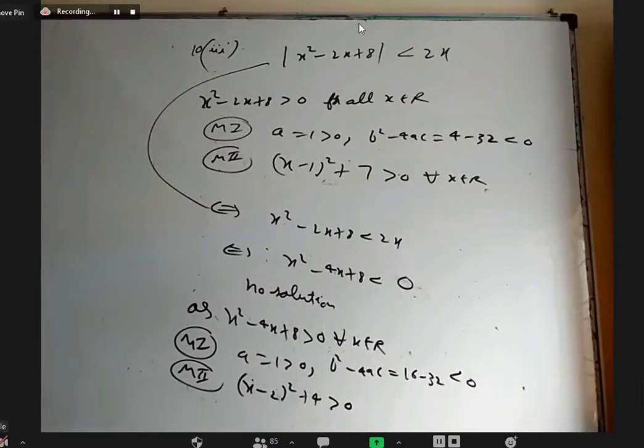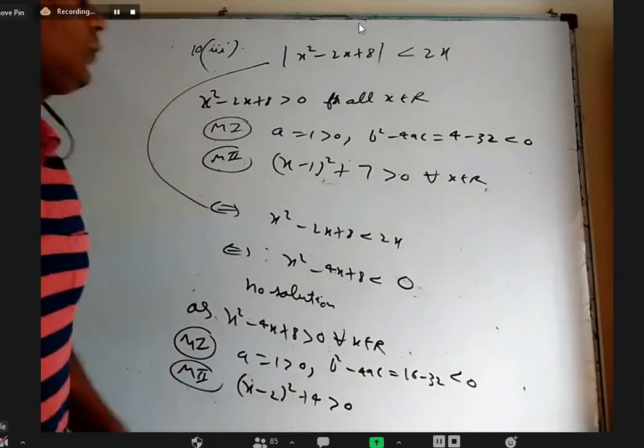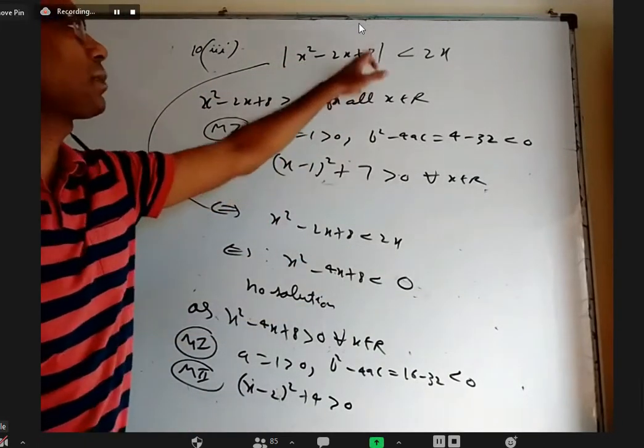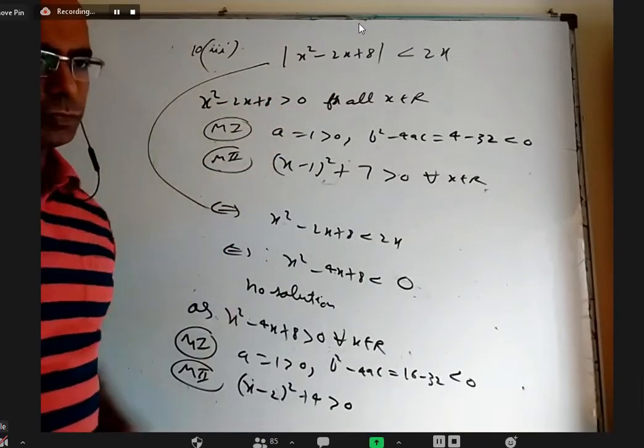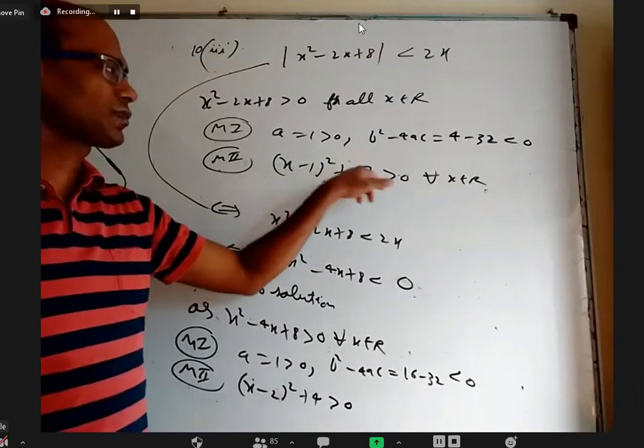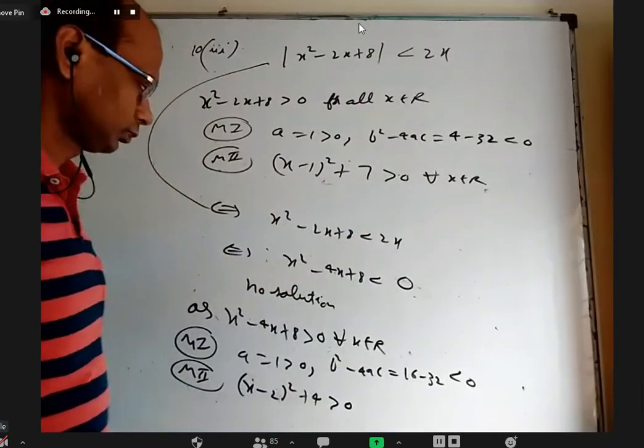Okay, 10th one, third one, I hope everybody is clear. First of all, I removed this mod and directly wrote this equation because I know the inner part is always positive by two methods. Because roots are complex and the leading coefficient is positive, or when you make a perfect square plus some positive number, it is always positive.